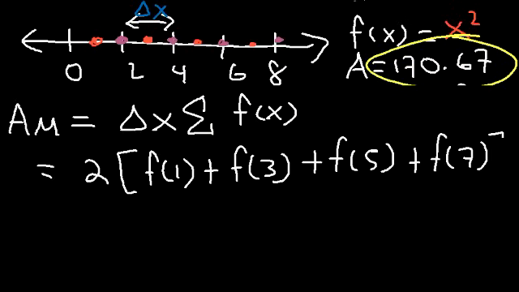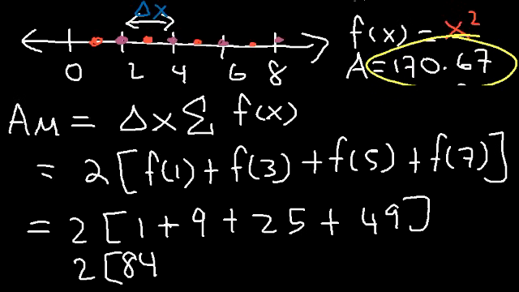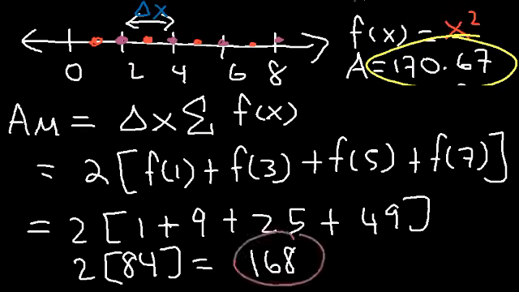So 1 squared is equal to 1, 3 squared is 9, 5 squared is 25, 7 squared is 49. So 1 plus 9 is 10, plus 25, that's 35. 35 plus 49 is 84. And 2 times 84 is 168. Notice that the midpoint rule is a very good approximation. 168 is very close to 170.67. But nevertheless, in this example, the midpoint rule is an under approximation.